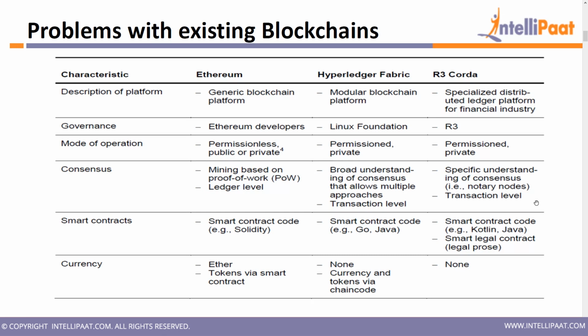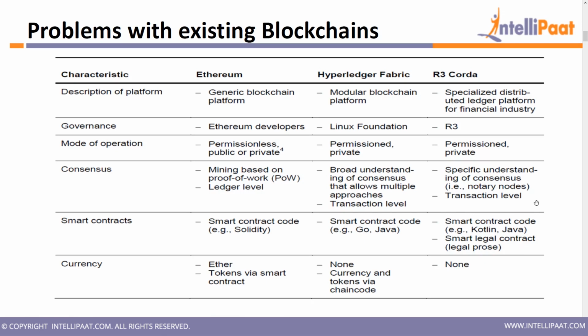Then comes the consensus mechanism. Mining in Ethereum is based on proof of work, and it is done at ledger level only. While in Hyperledger Fabric, there is a broad understanding of consensus that allows multiple approaches, and it is done at transaction level. So whatever logic you write for your consensus can be modified, and different algorithms as per the need can be used in order to pass the consensus. So Hyperledger Fabric gives you full flexibility.